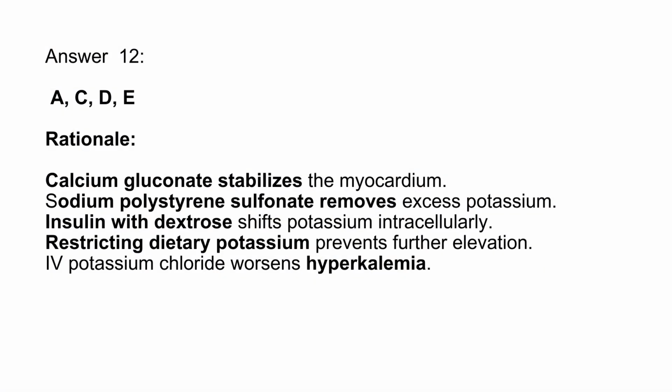12. A, C, D, E. Rationale: Calcium gluconate stabilizes the myocardium. Sodium polystyrene sulfonate removes excess potassium. Insulin with dextrose shifts potassium intracellularly, and restricting dietary potassium prevents further elevation. IV potassium chloride worsens hyperkalemia.